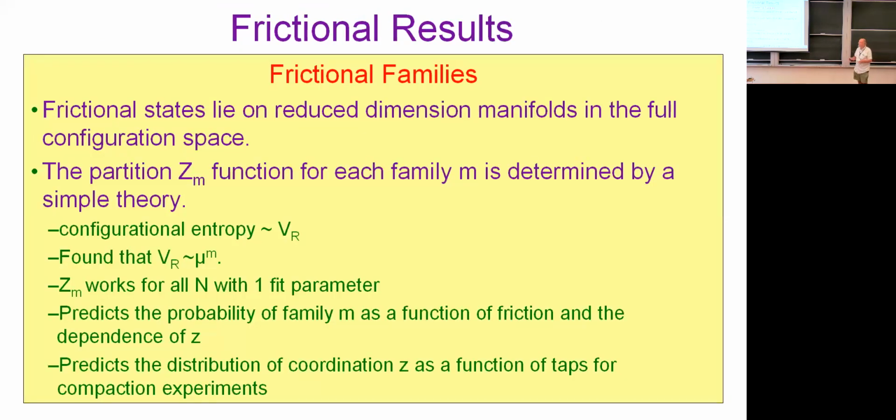So let me summarize the frictional results. Each frictional state lies on a reduced dimensional manifold in the full configuration space. And we can make a partition function for each of these families determined by M in our simple theory. And the key feature of this is that the volume depends on mu. So mu determines the volume. This works with all n with only one fitting parameter. We set the fitting parameter on any n, and it works throughout. It predicts the distributions that we see.